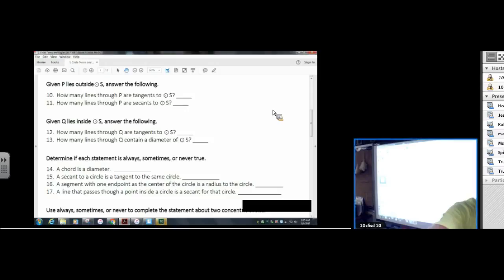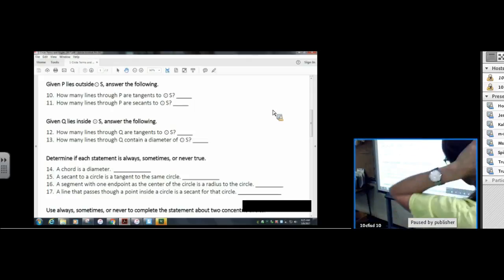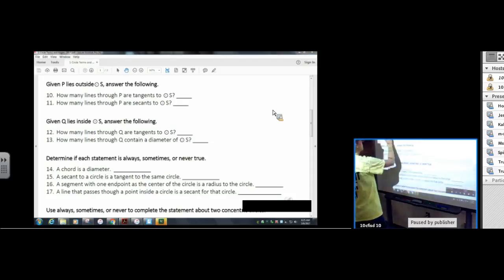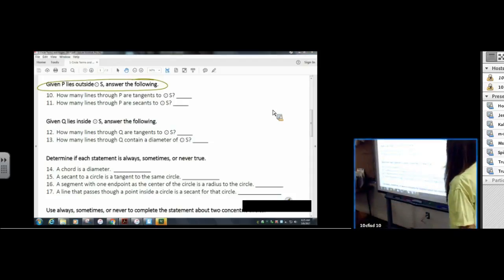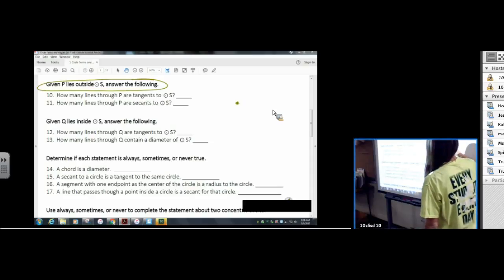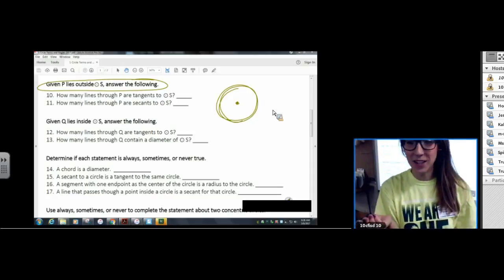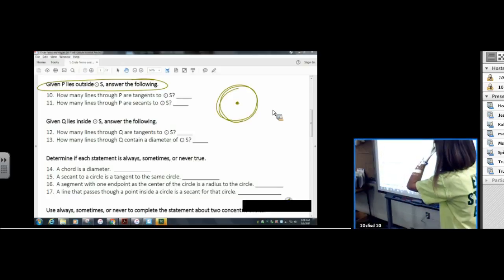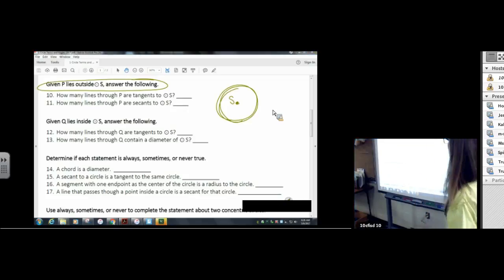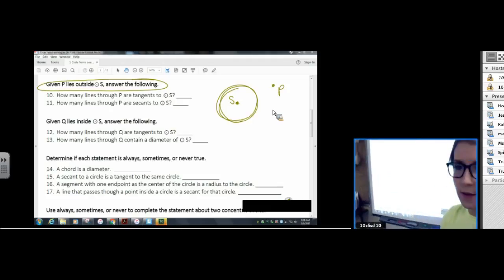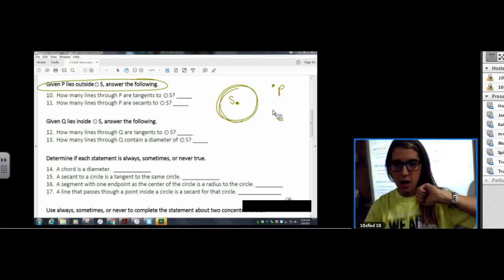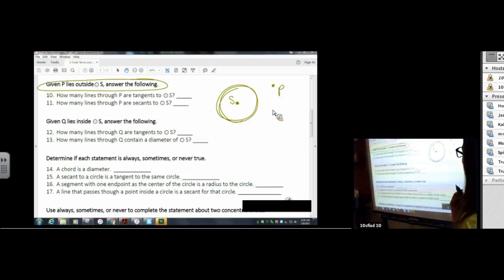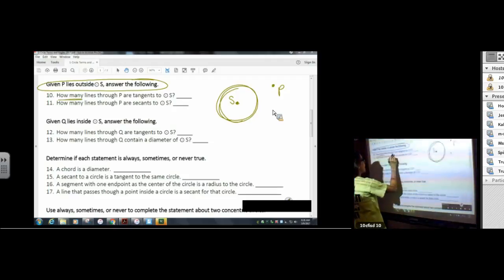So we are looking at number 10 from the circles vocabulary. First, we need to draw a picture of the situation. We are given circle S. Sorry, my screen wasn't working and I couldn't see where I drew. When you're given a circle and it's named circle S, that automatically means that S is the center of the circle. And we're given that point P lies outside S. You can draw a point P wherever you want, but make sure it is in the exterior of the circle.